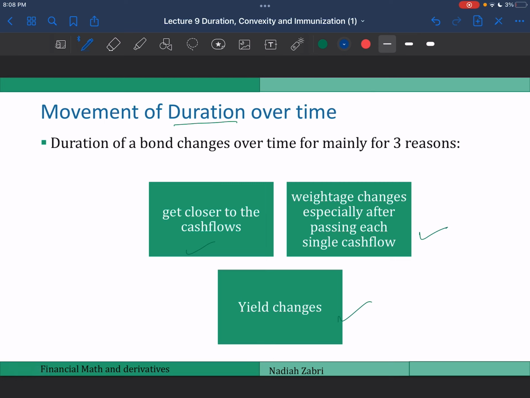Movement of duration. Some reasons why duration changes over time. One, we get closer to the cash flow. Second, the weightage changes, especially after we pass each single cash flow. And this impact is more prominent if the single cash flow that we pass has a big amount. And third, the yield changes. So as we said just now, when we calculate duration and convexity, we use a lot of v. So as v changes, duration and convexity also change.